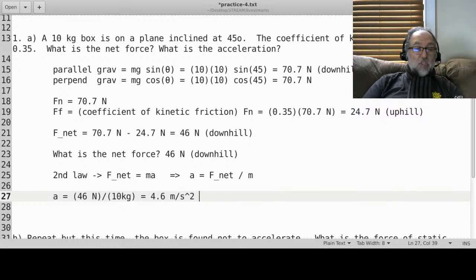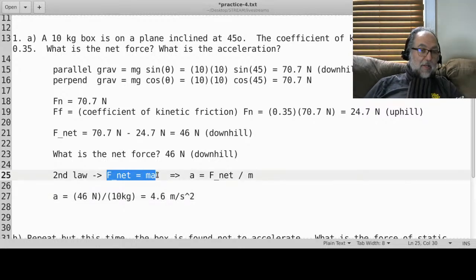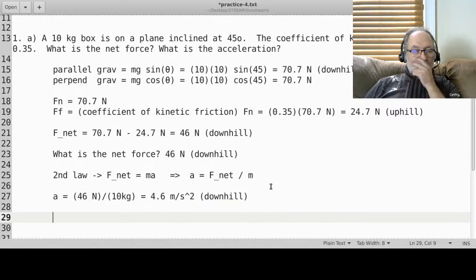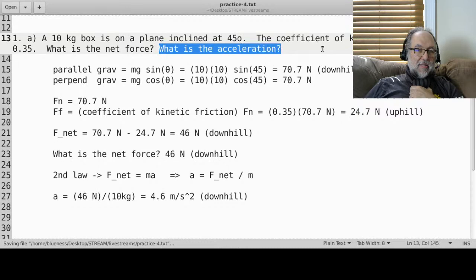Okay, and the direction: Newton's second law not only tells you how to calculate the acceleration, but also tells you that the direction of F net and the direction of the acceleration have to be the same, and so obviously the acceleration is in the same direction as F net. Okay, so that answers that second question.